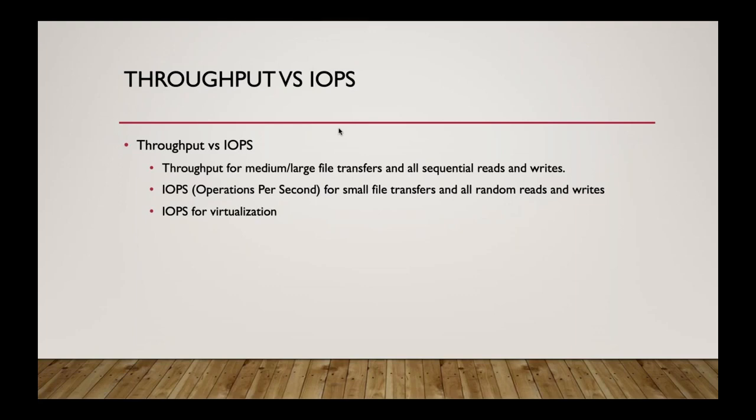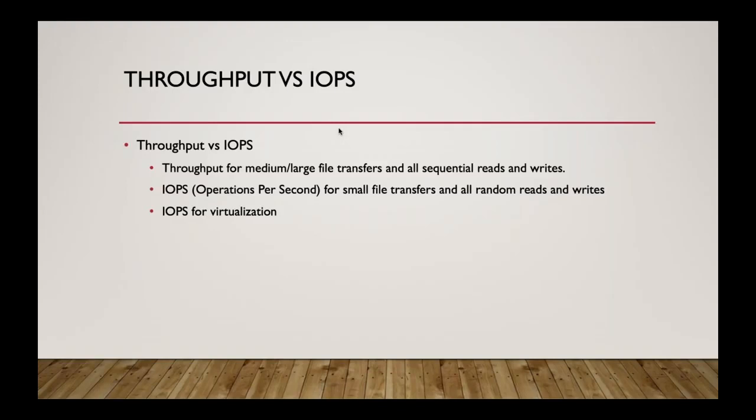On the other hand, there's IOPS. And IOPS is not measured in megabytes per second. IOPS is measured in operations per second. And IOPS can really matter a lot when you're dealing with small file transfers, or random reads and random writes. Really small files tend to be more random reads and random writes, whereas large files tend to be more sequential.